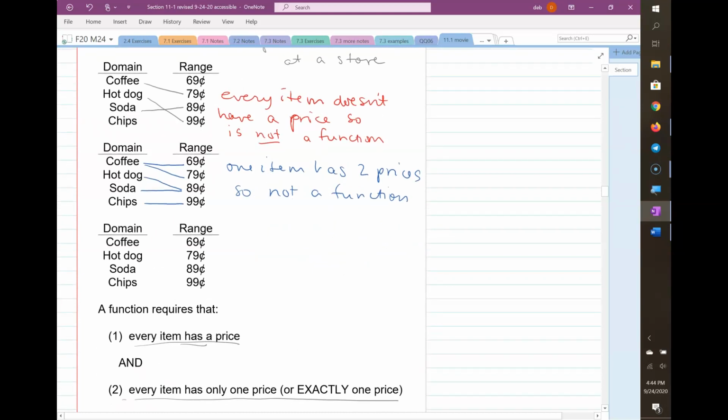Okay, but it's perfectly okay for coffee and hot dog to both cost the same, and soda to have a price, and chips to have a price. This is a function because every item has a price and every item has only one price. So if you see this on the map, this is a problem, but this on the map is not a problem.